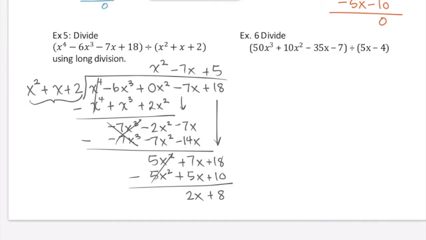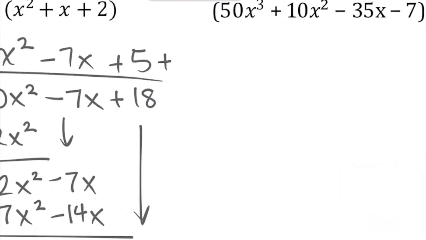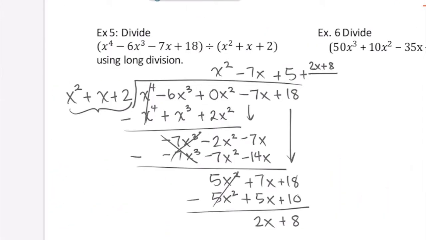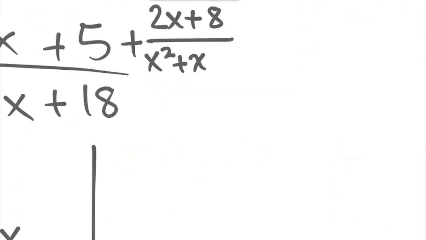So here's how we're going to write our remainders. It's a positive 2x over plus 8. So we're going to say plus 2x plus 8 over the trinomial on the outside. So we'll end up with a final answer of this.